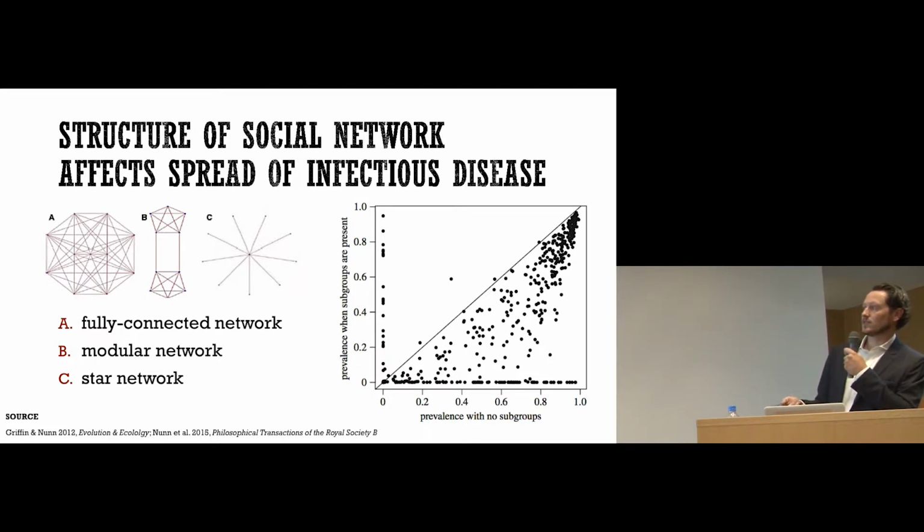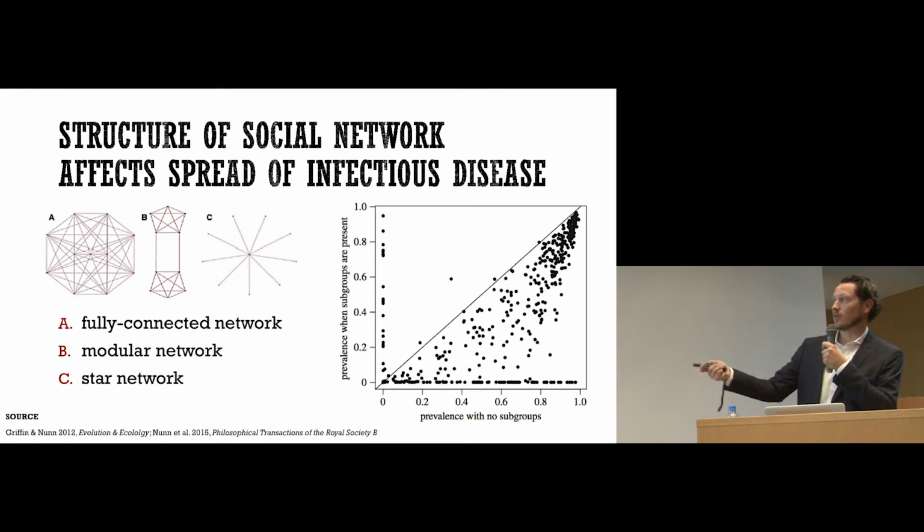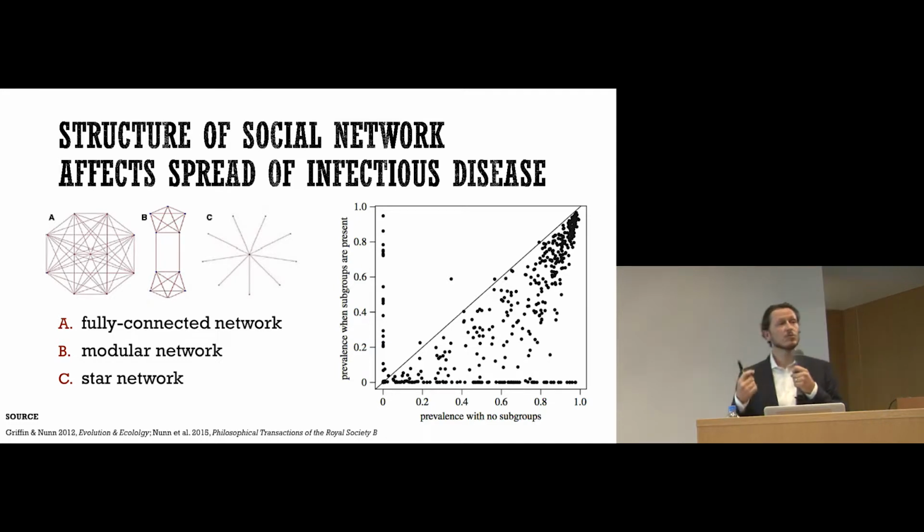And so just to show one last time here, these are three different types of networks: connected, modular, star. And if you simulate disease, in 100% of the cases, more individuals get infected in this model than in this model, okay? Because subgroups slow down infection.